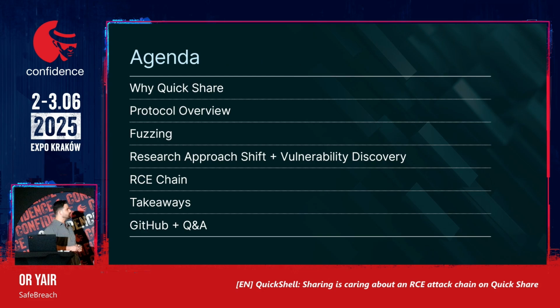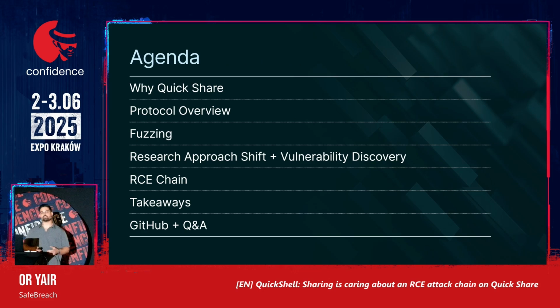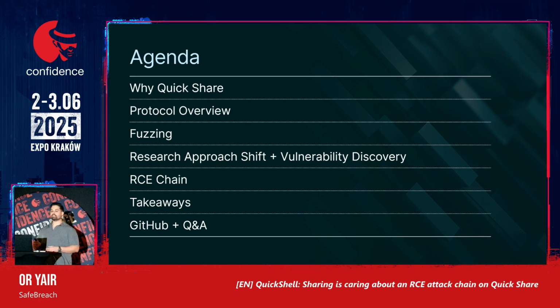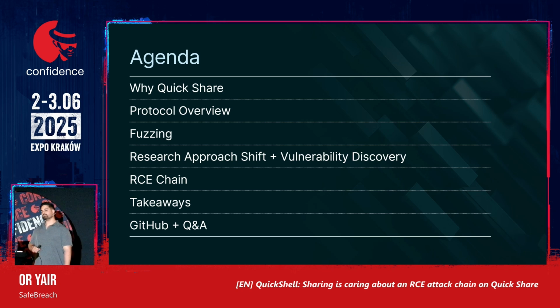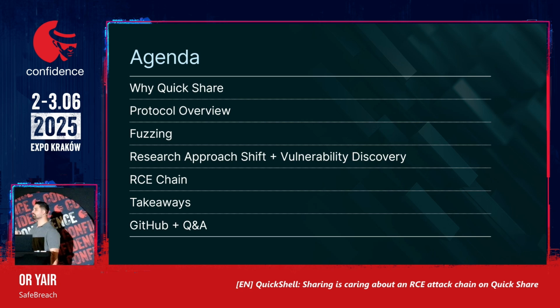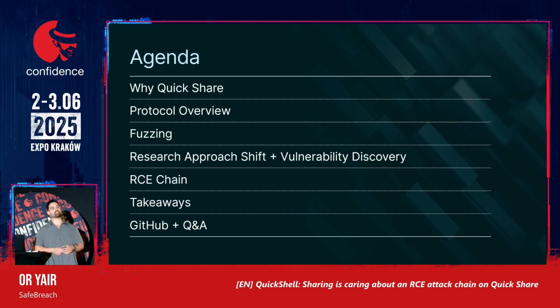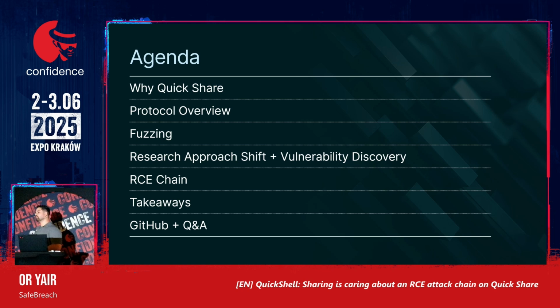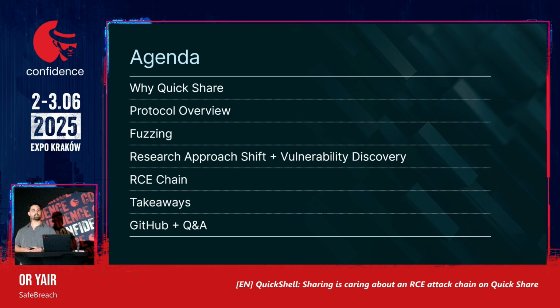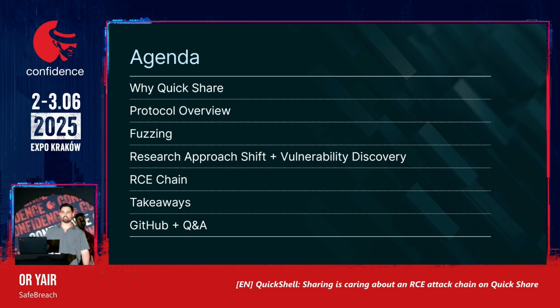Now, let's see what we're going to talk about today. We're going to start with the reasons for why we chose QuickShare as the primary target for this research. We'll then move on to get a quick overview about the protocol that it uses. We'll move on to see how we managed to fuzz this protocol and how we also changed our research approach, and the vulnerability discoveries that came out of both approaches. Later on, we'll see how we managed to assemble a very creative and unconventional remote code execution chain, and we'll finalize with takeaways and a link to the GitHub repository.